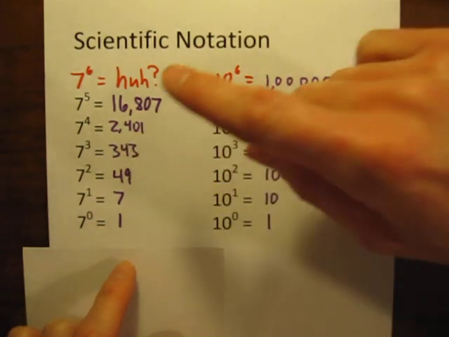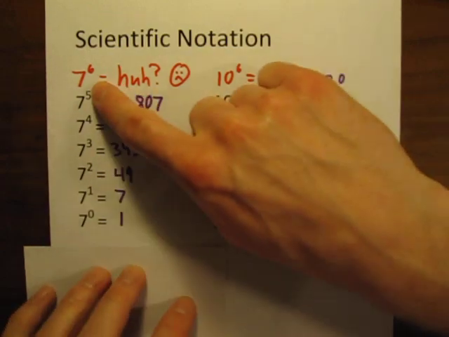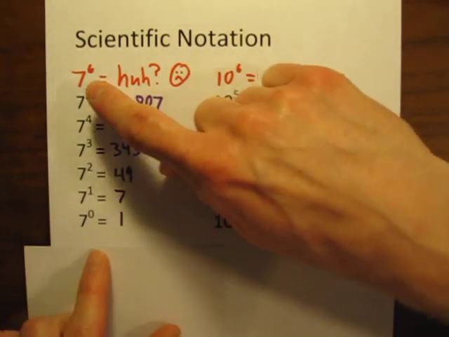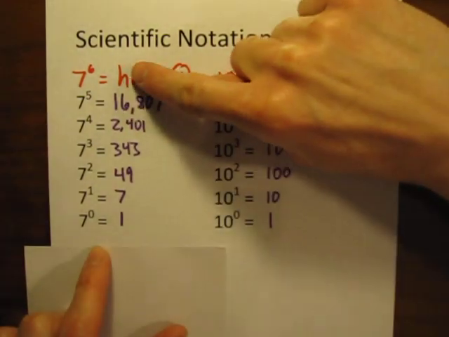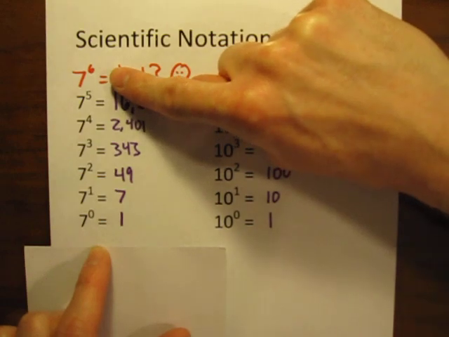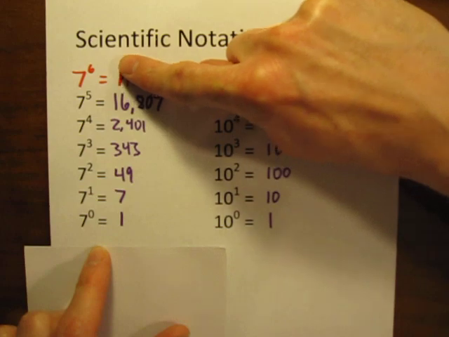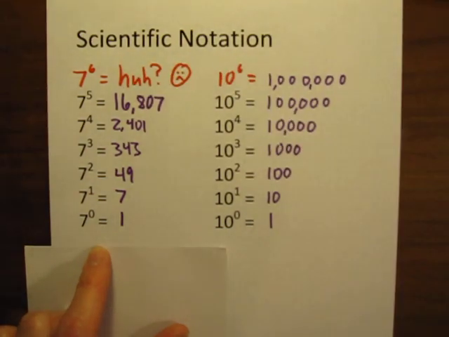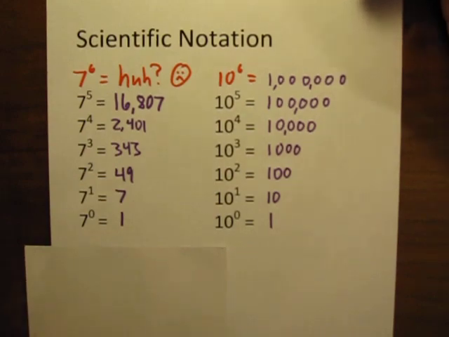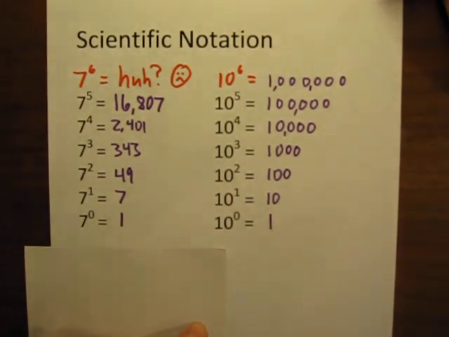So, which set is easier to deal with? When we look at this set here, where the base is 7, if I asked you, what would be 7 to the 6th power, based on the numbers you saw here, what would the answer be? And what you'd come up with is, huh, I have no idea. How am I supposed to do this without a calculator?